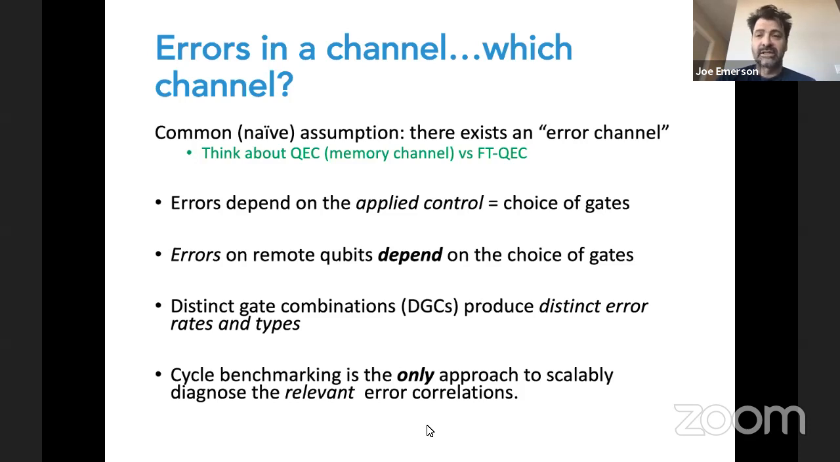Robin has made a point about this in several talks. He calls it gate error contextuality or gate contextuality. It's this idea that the errors depend on the context. They depend on the choice of gates, on the sequence of gates that are being applied on their own or in parallel. And so the point here, which I'm really belaboring now, is that distinct gate combinations produce distinct error rates and types. And so the cycle benchmarking tool is really designed not just to identify the errors in detail, but to identify the errors associated with very specific gate combinations that you care about for improving the design of the device, for applying error correction and fault tolerance.